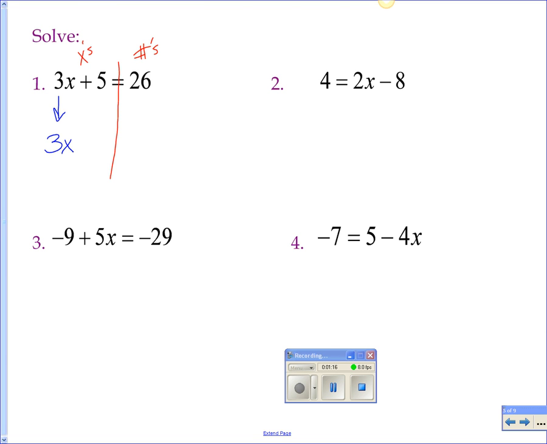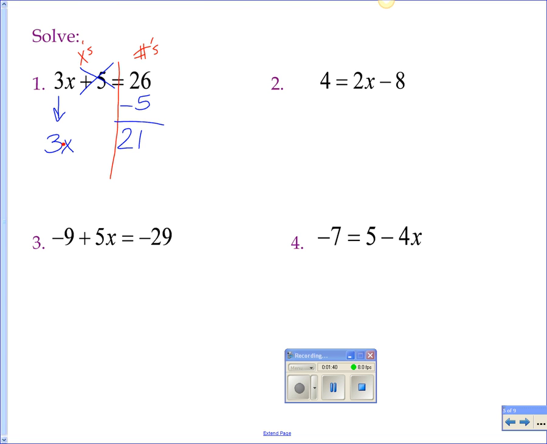So the opposite of adding 5 is to minus 5. So I cross it out and I minus 5. So that gives me 21. Okay, remember the goal is to get x by itself. So what's still with x? 3. Now this means multiply. When things are right next to each other, that means multiply.